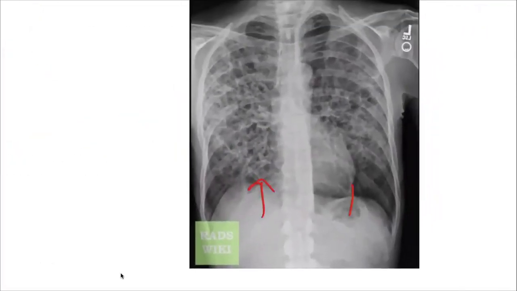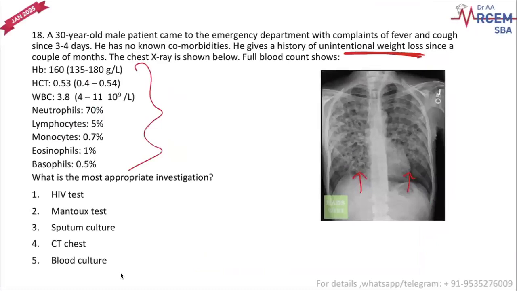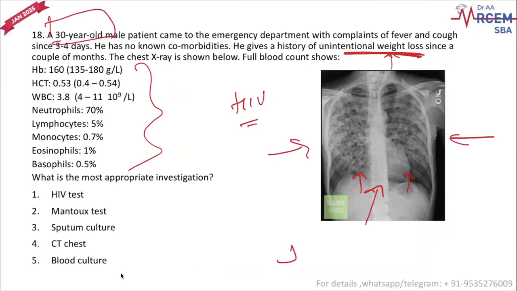Bilateral infiltrates are present in a young adult, he is quite young at 30 years. Why does he have bilateral infiltrates? Along with the weight loss, you need to strongly suspect this patient might have HIV, because you're suspecting this to be Pneumocystis jirovecii. That's why you strongly suspect HIV. So get an HIV test done.